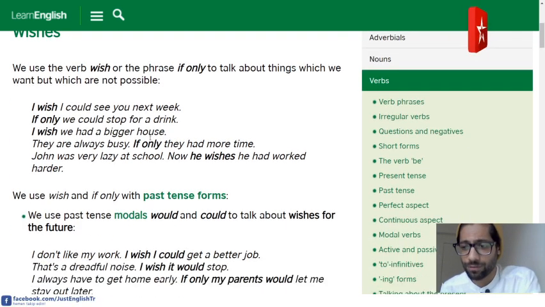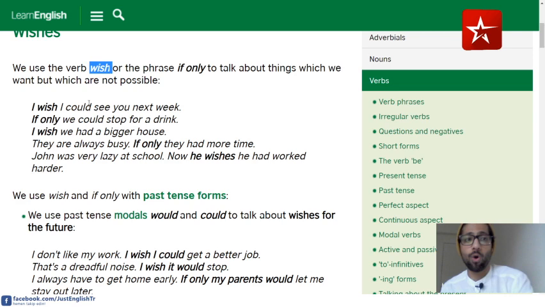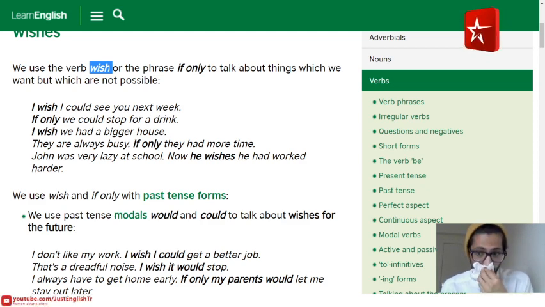So we have 8 minutes. We use the verb wish or the phrase if only. So you have the if condition and wish. They talk about things which we want but which are not possible. Which means I really want to go somewhere and so on. But you just wish, like it will not happen or it's not possible.